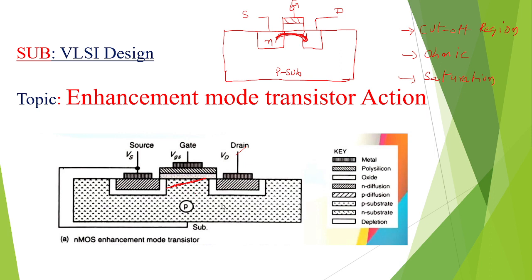So if you go for PMOS, here we'll get N and here you can get P. So now it is N diffusion here, NPN. If it is PMOS enhancement, we'll get the opposite, that is a PNP transistor.